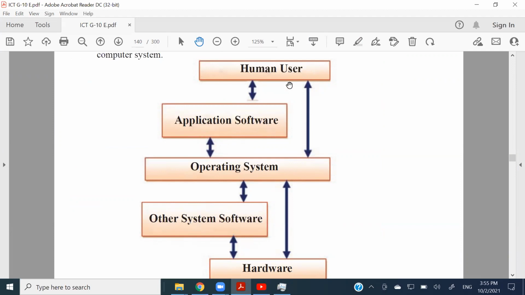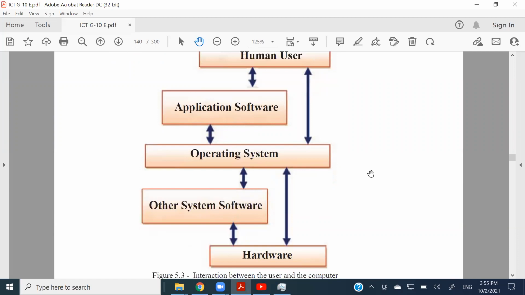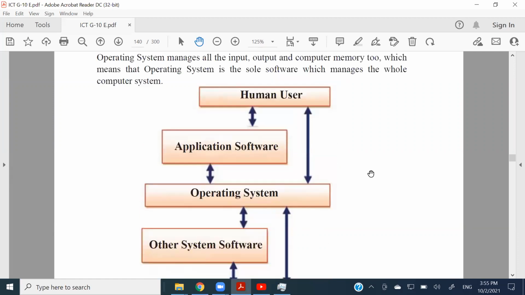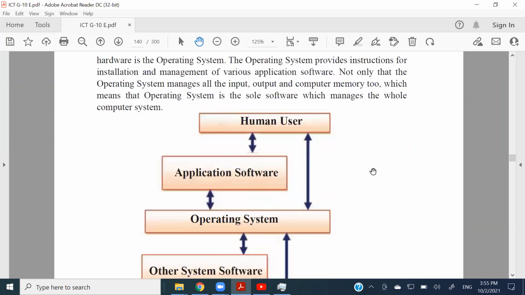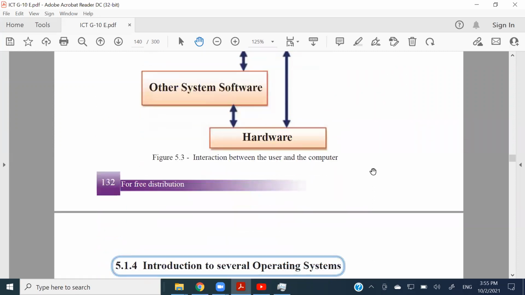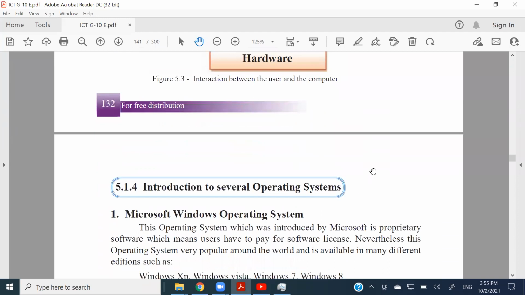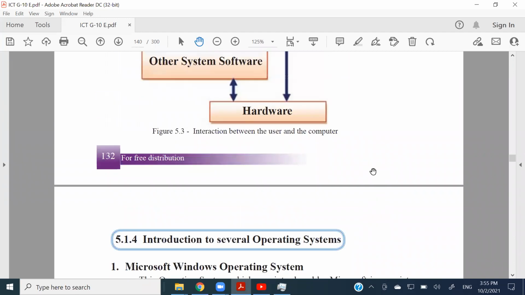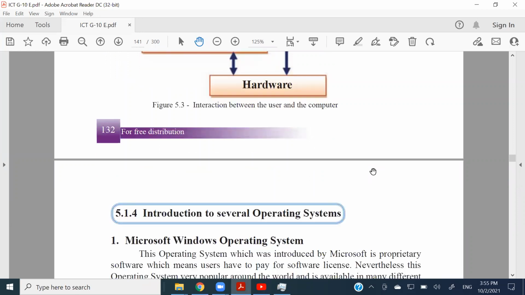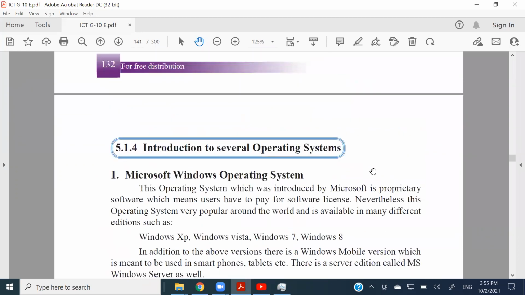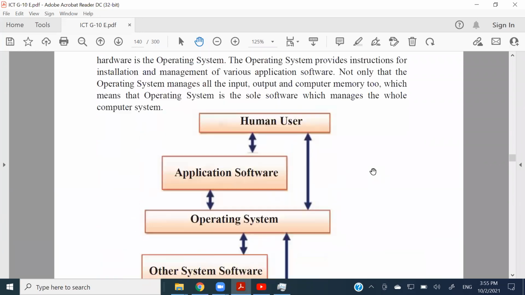Application software is related, users are related, other system softwares are related, hardware is related, right? So that is why we are saying the operating system is the most important software in your computer, right? So that is the importance of this operating system, right? So later we got some other operating systems introduced. So before that, you know most of those.